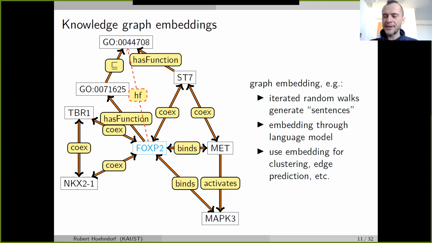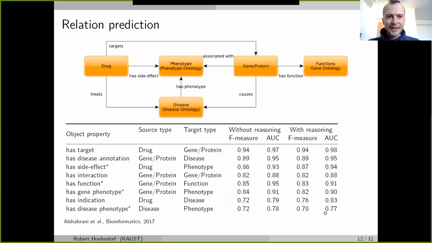So we tried this in 2017 on a graph which basically captures a lot of different types of information about genes and the diseases they're involved in, and drugs which may target them. And you can see the prediction results. So this was quite nice.